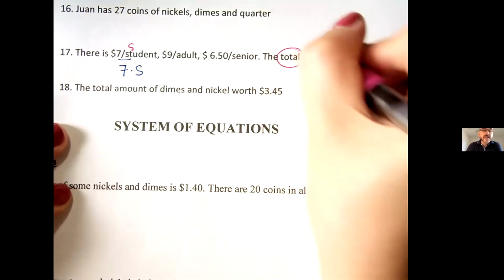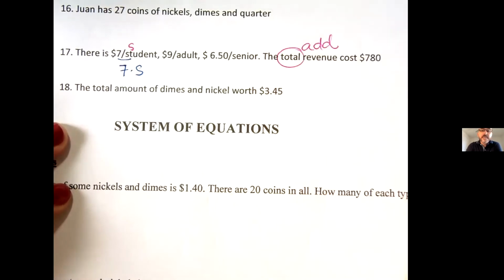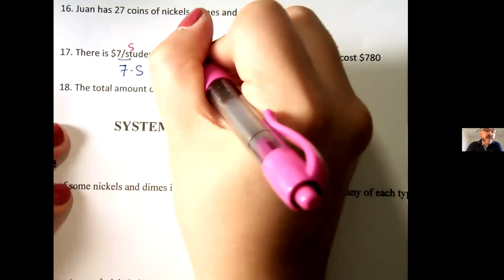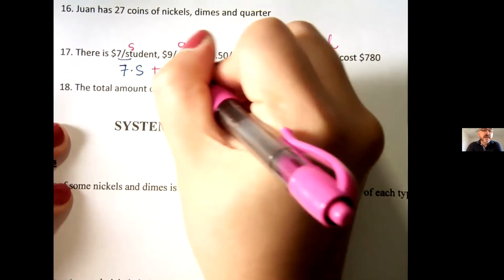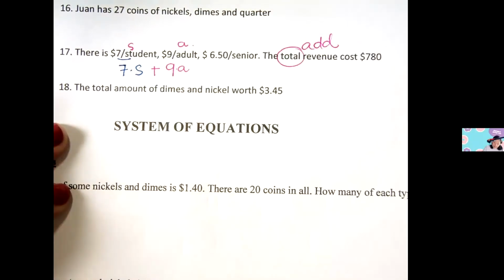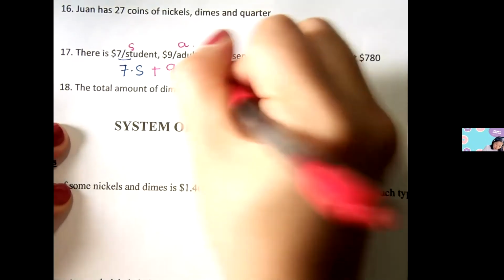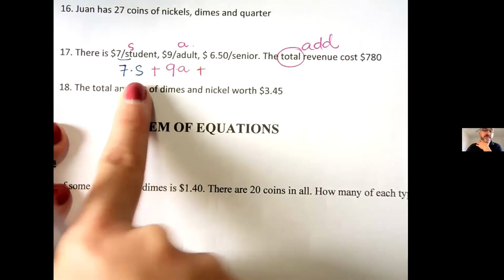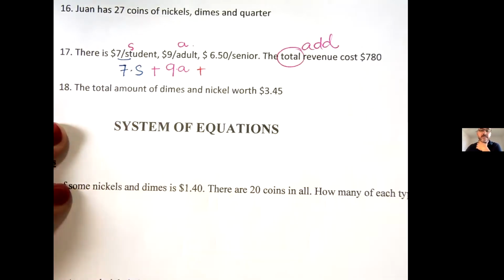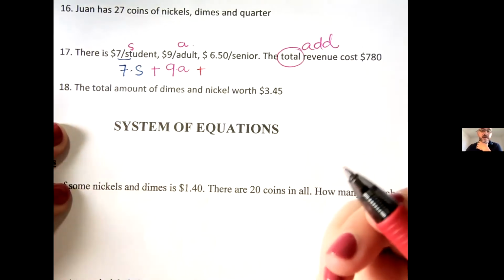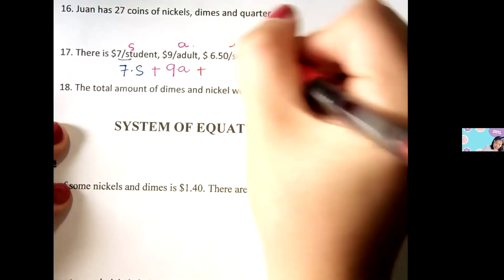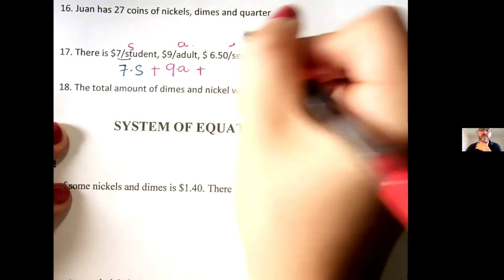I will add 9 times A, 9A, and I will add 6.50S. But we already have S right here. So what happened? Oh, yeah. So let's call it E. Or you can use X, Y, and Z, but yeah, you can call it E.